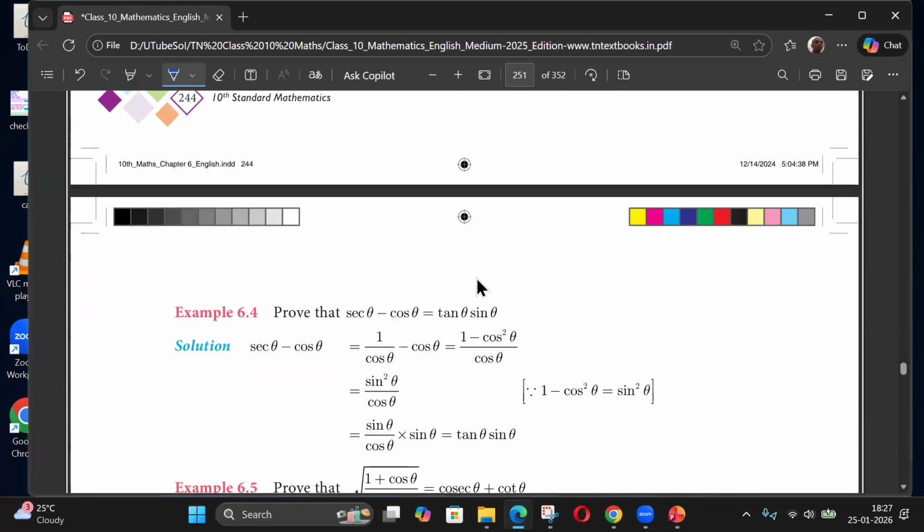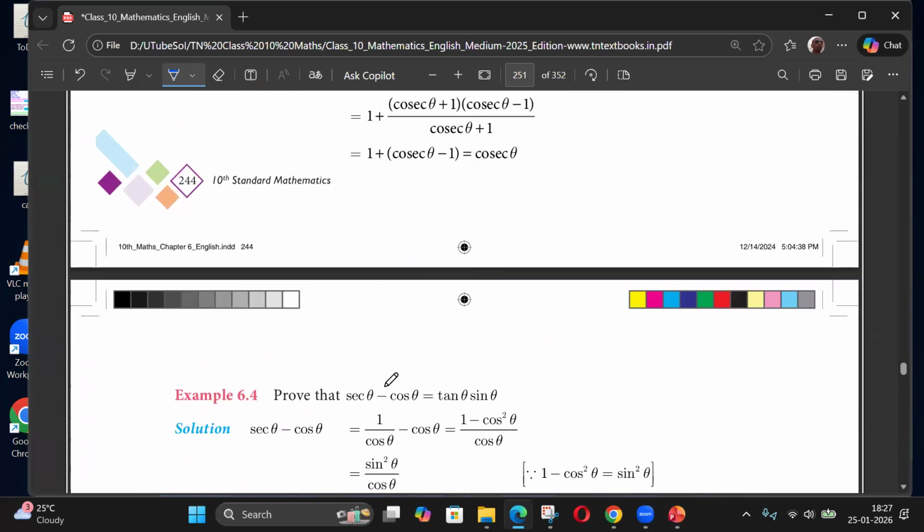Prove secant theta minus cos A. This one. One way to do is bring everything to sine and cos. So that'll be easy to understand. So secant I can write as 1 by cos. So 1 by cos minus cos will become 1 minus cos square by cos. And 1 minus cos square I can write as sine square. So we get sine square by cos.